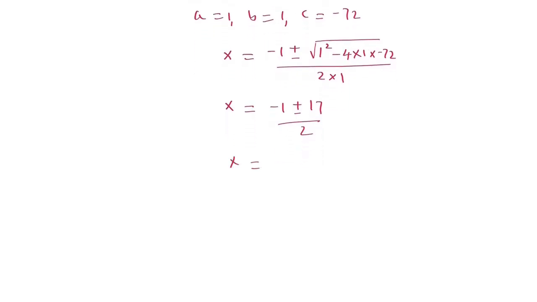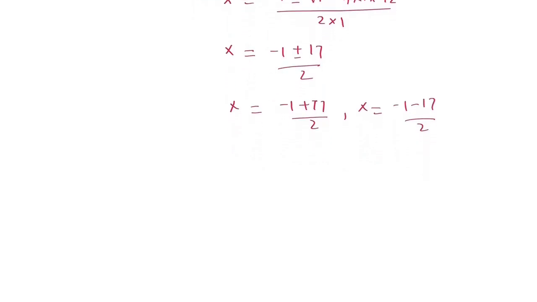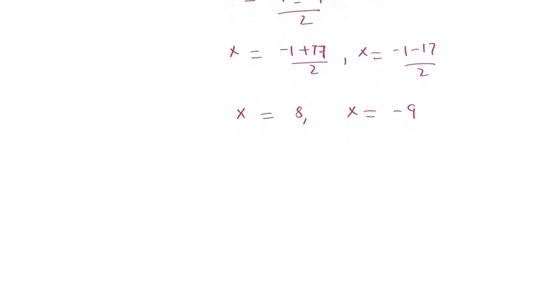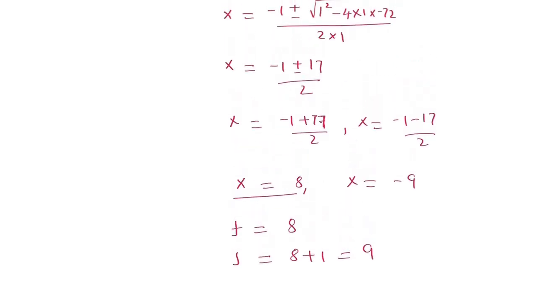Then x is going to equal negative 1 plus 17 over 2, or x equals negative 1 minus 17 over 2, of which after solving the values, we are having x equals 8 or x equals negative 9. Okay, so since we've been told in the question that the numbers are positive, then we are going to take the positive value, that is 8. So we are saying the first number is going to be 8, and the second one is going to be 8 plus 1, which equals 9. And those are the values required.